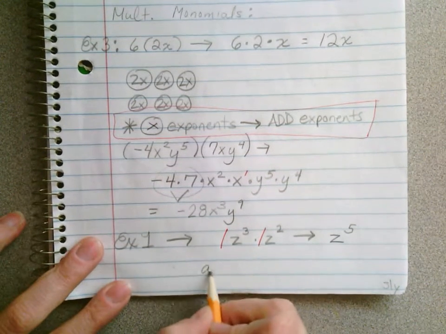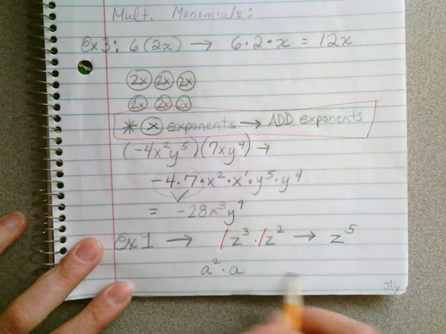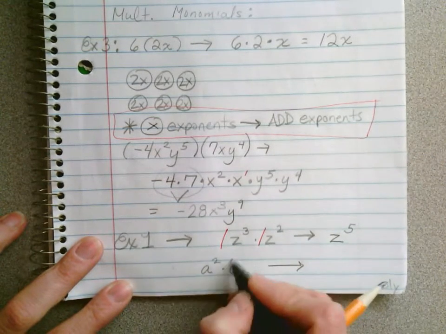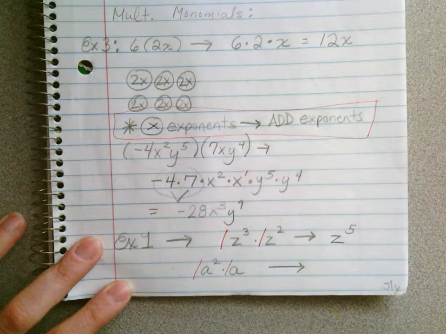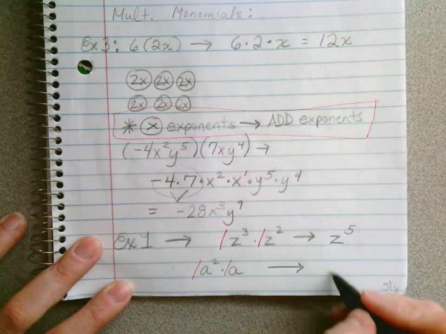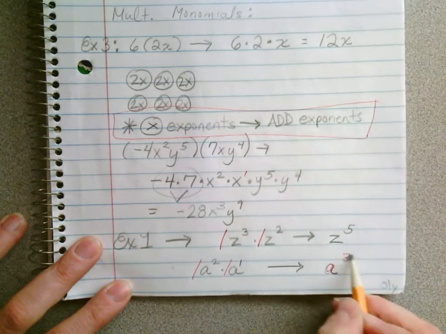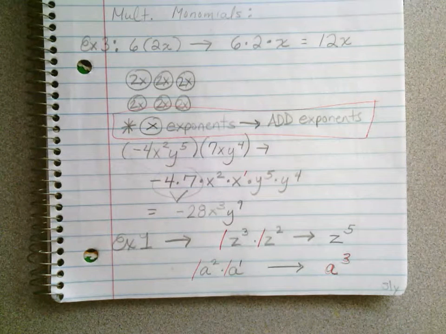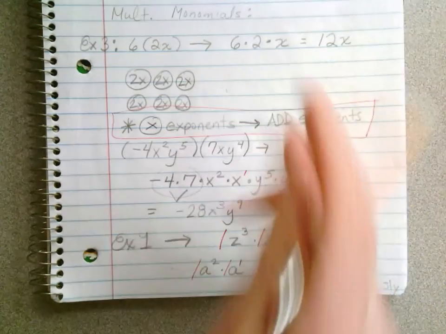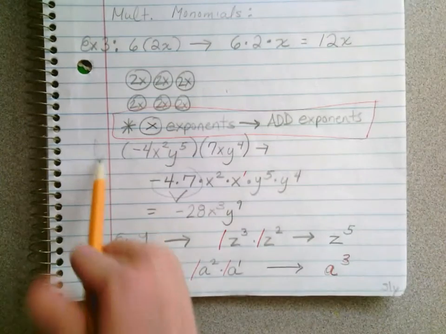Or maybe a to the second times a, right? Again, there's no coefficient, so it's a 1, leaving you with 1, and this would be a to the third. Why? Because that doesn't have anything there, it's a 1. Okay? 1a to the second multiplied by 1a to the first is 1a to the third. But you don't write the 1 when that's the coefficient. Kind of going back to what example 3 showed us right here.